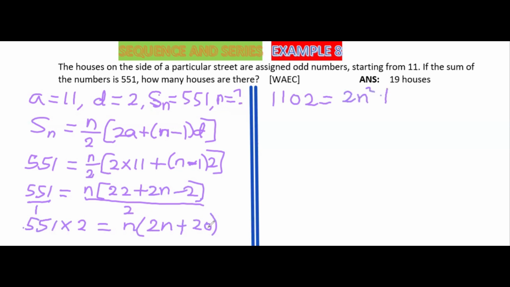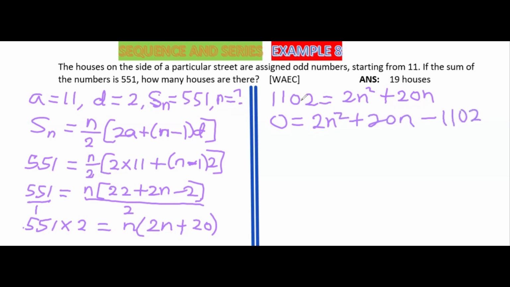So what have we observed this equation to be? It has become a quadratic equation. So we need to normalize it. What do I mean by that? Moving this constant to the right so that everything will be equal to 0. So in this case, we now have 0 equals 2n squared plus 20n minus 1102.